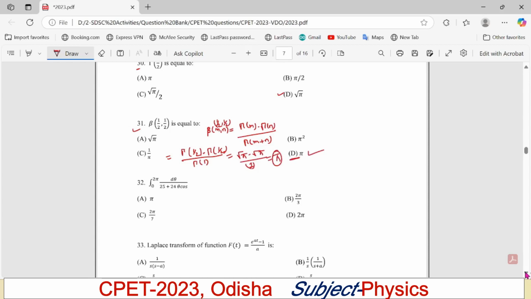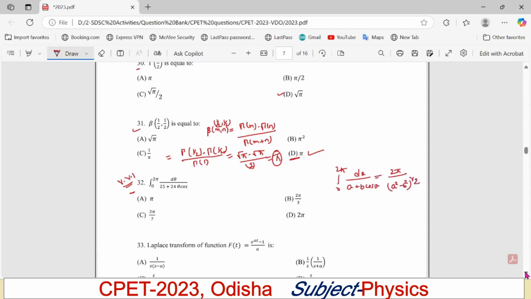Next, question number 32. A very important question. I suggest to all of you that you practice this type of question once or twice. Here I am going to give you the general expression and its corresponding answer. Suppose we have a question like this: integral 0 to 2 pi d theta by a plus b cos theta. Its answer will be 2 pi by (a square minus b square) to the power 1 by 2.